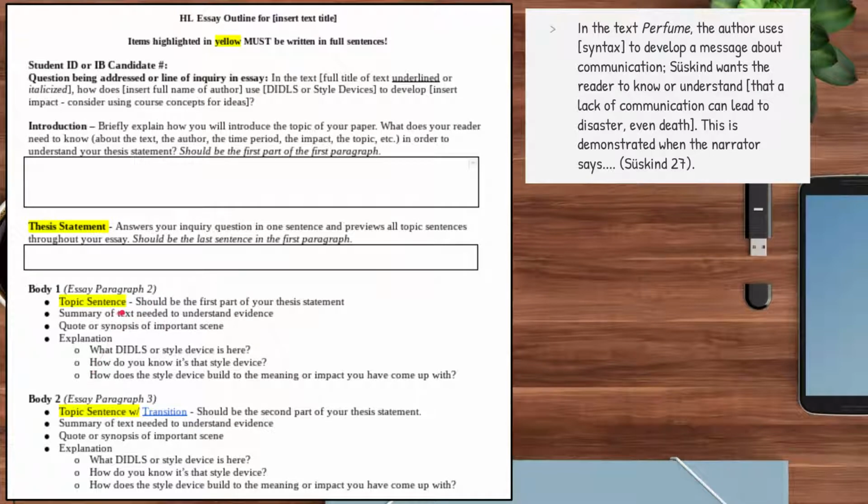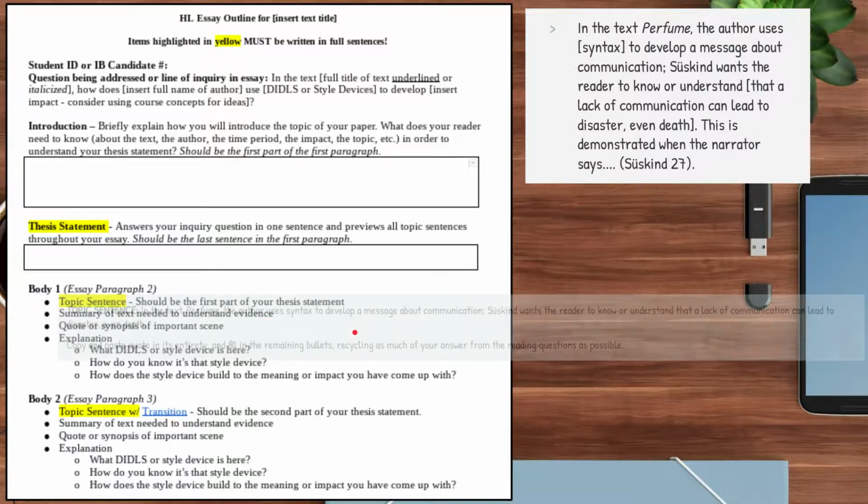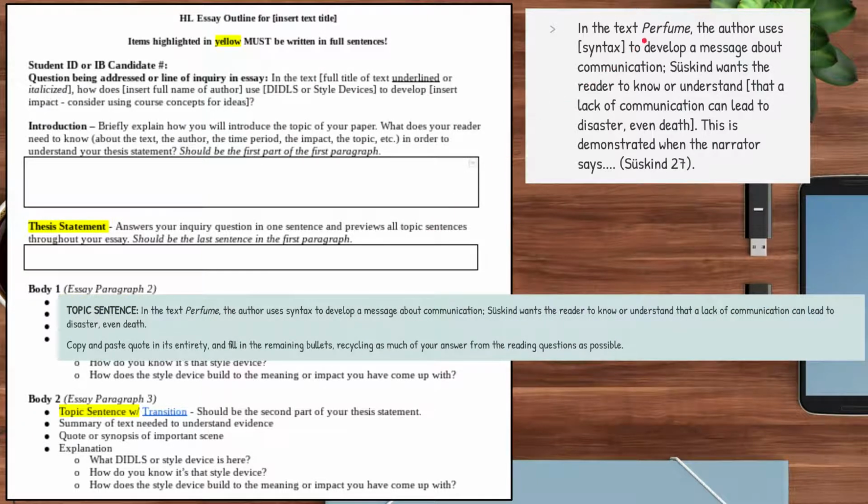Remember, the only thing that needs to be a full sentence is the stuff that's highlighted in yellow, so just that topic sentence. Everything else can just be very quick bullet point answers. When I do that, taking from here, my topic sentence becomes: in the text Perfume, the author uses syntax to develop a message about communication; Süskind wants the reader to know or understand that a lack of communication can lead to disaster, even death.